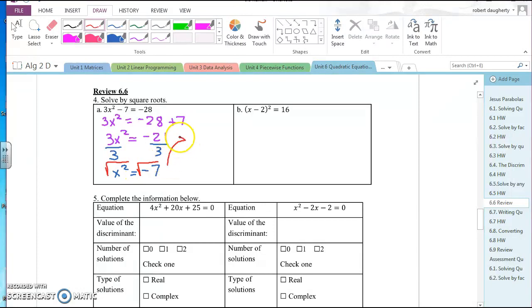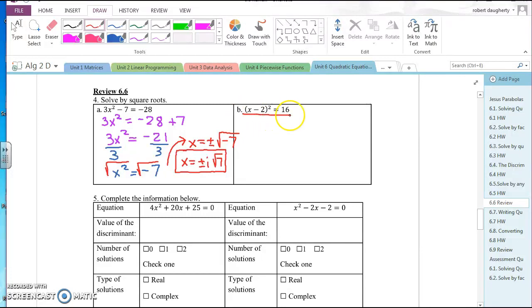And then what that gives me is, on the left, square root of x squared, I get x equal plus or minus square root of negative 7. The square root of negative 7, so this is x equal plus or minus i times the square root of 7. So x is plus or minus i square root of 7.